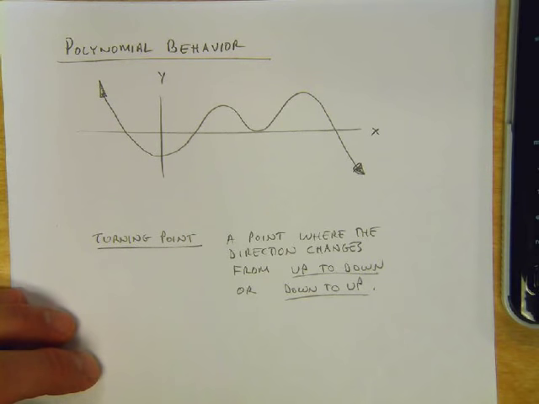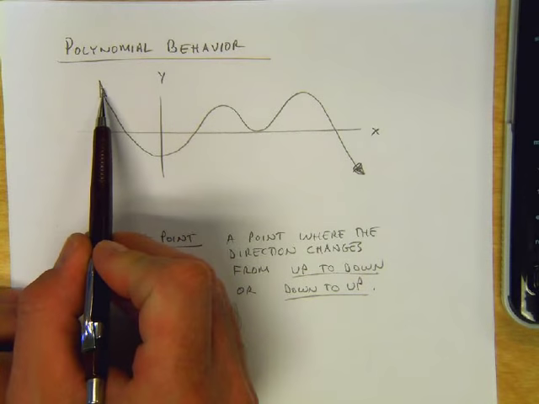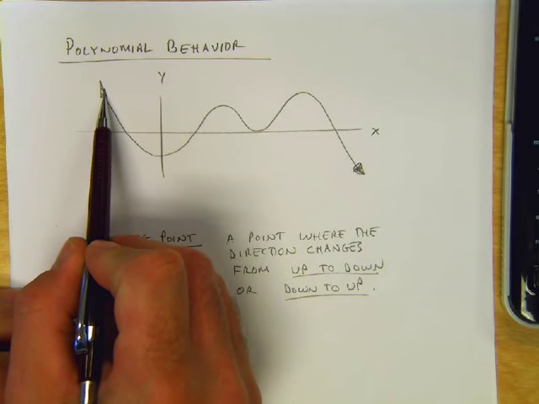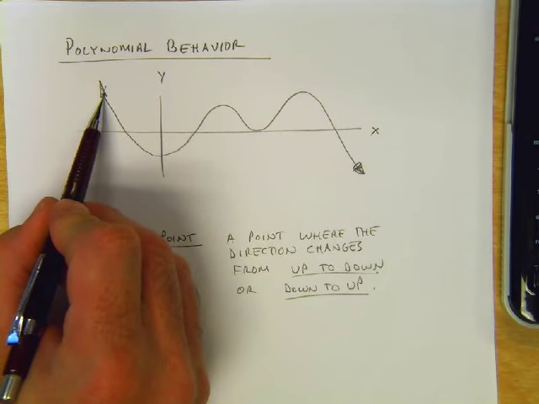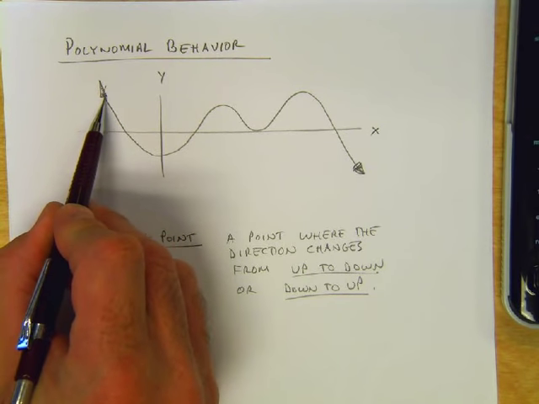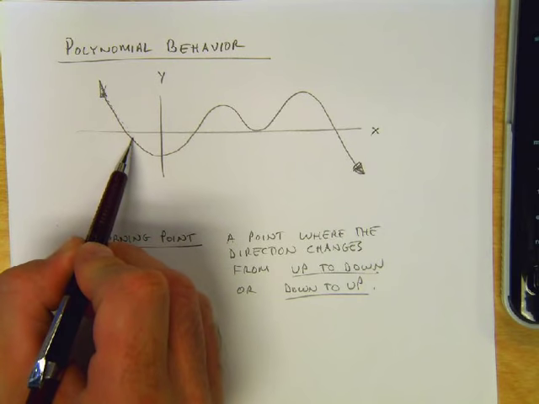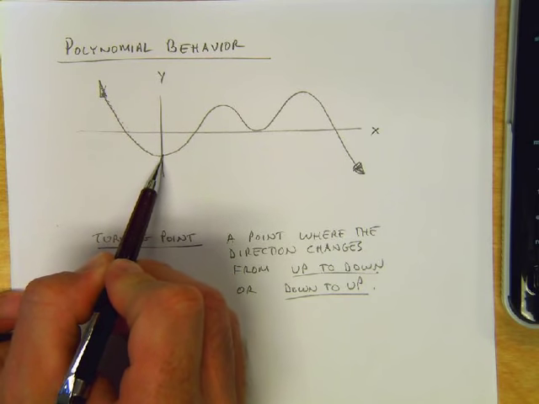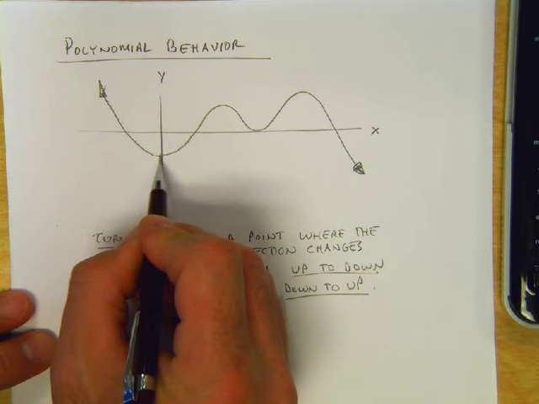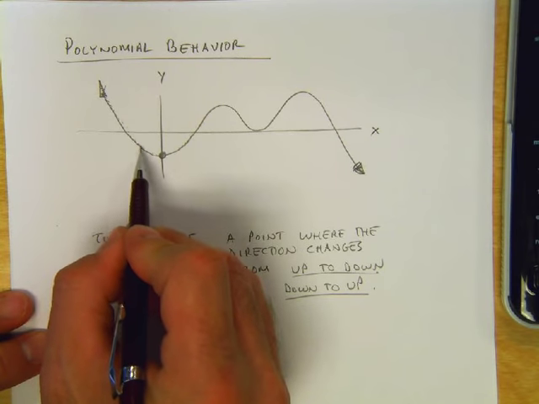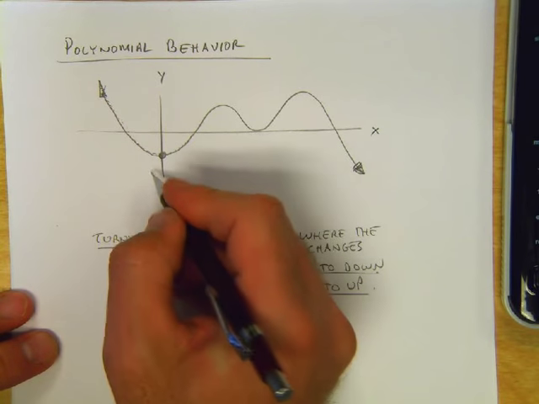Start over here on the left side of the curve, and we're just going to trace this curve. So here we go. Down, down, down, down, down, down, down, down. We're going down, down, down, down. Ooh, we reach a spot right here, and we start going up, up, up, up, up, up, up. That transition spot where we go from down to up is a turning point.